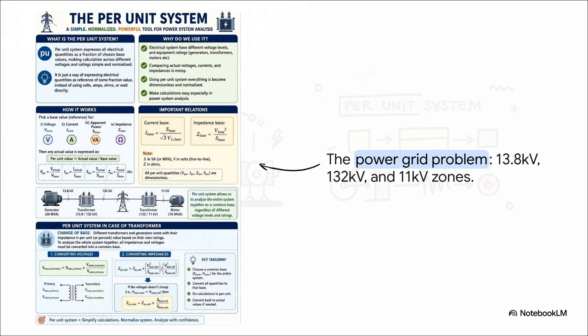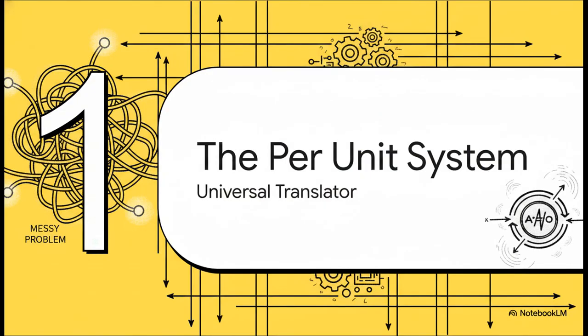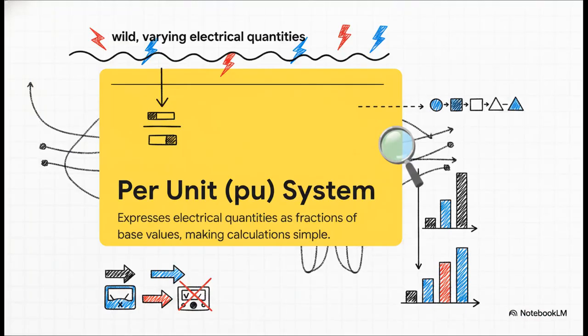If you try to calculate the flow of power using actual volts, amps, and ohms across all of these wildly fluctuating voltage zones, the math becomes incredibly tangled. It's a massive headache. Section 1. Meet the per unit system, the universal translator. Now, the crucial point here is that instead of banging our heads against literal volts or amps directly, we express everything as a simple reference fraction.